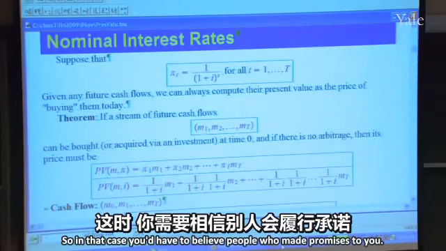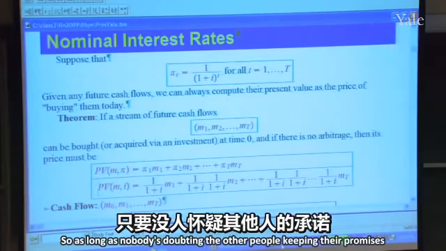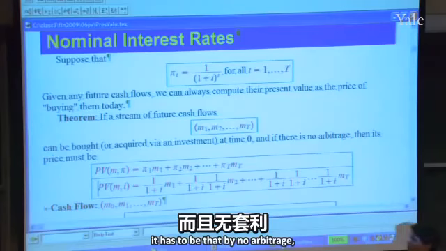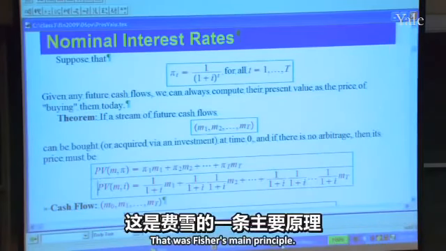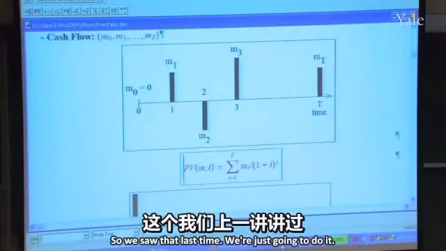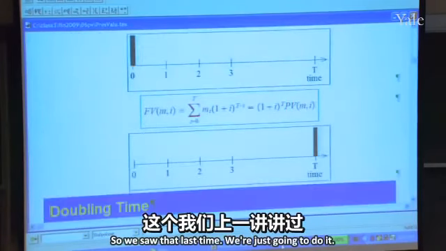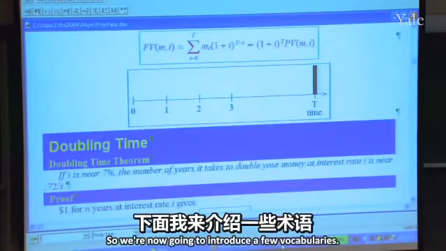In that case, you'd have to believe people who made promises to you. So as long as nobody's doubting the other people keeping their promises, it has to be that by no arbitrage, the price of a bond is just the discounted cash flows. That was Fisher's main principle. Okay, so we saw that last time. Okay, so we're now going to introduce a few vocabulary.